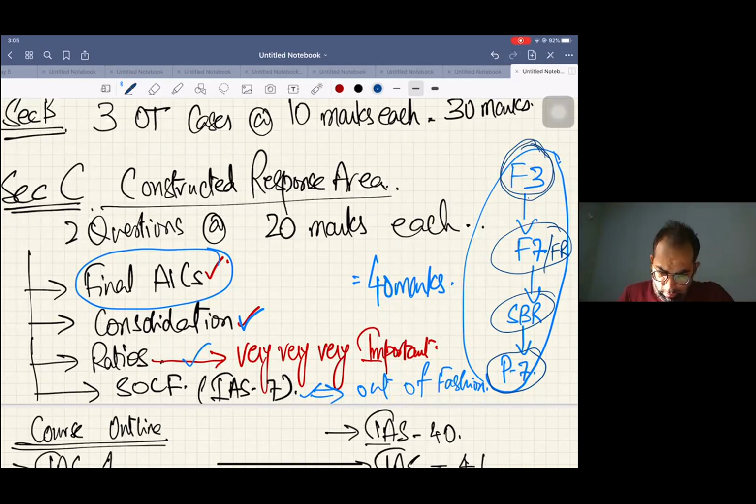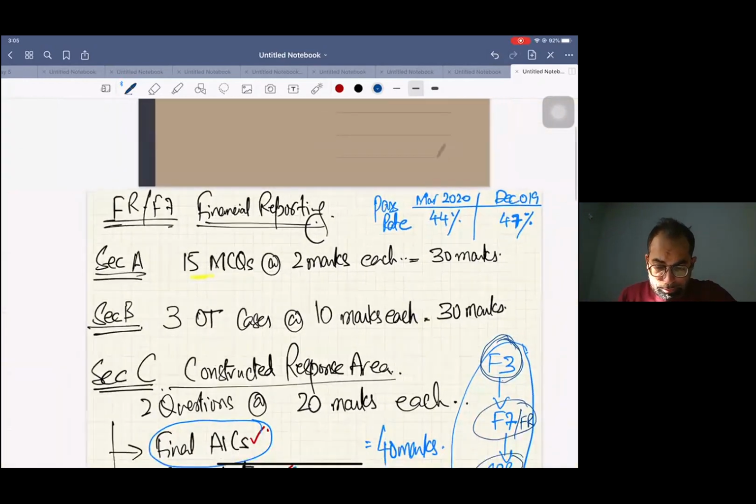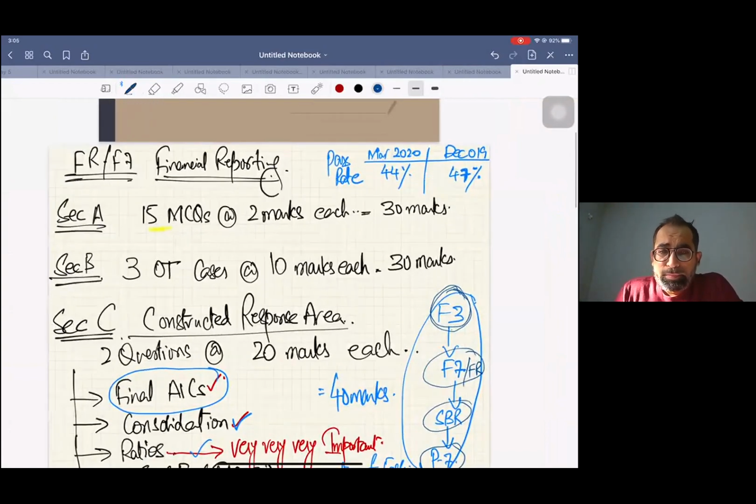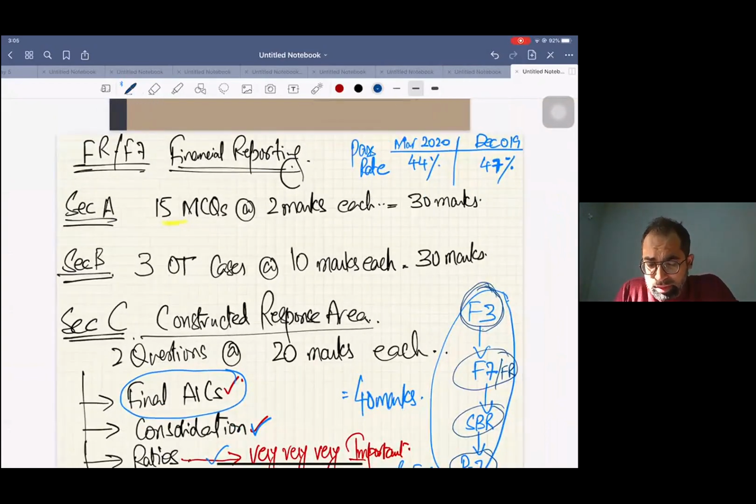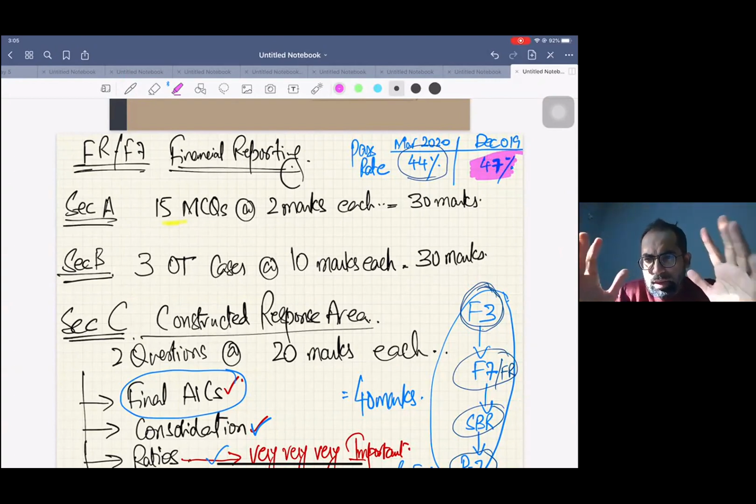Now, what's the pass rate of the F7 FR paper? I'm just giving you two passing rates, and then I'll tell you the average. March 2020, the passing rate was 44%, and for December 2019, it was 47%. Normally the FR passing rate falls between 45 to 50%, which is very good for a professional qualification like ACCA.